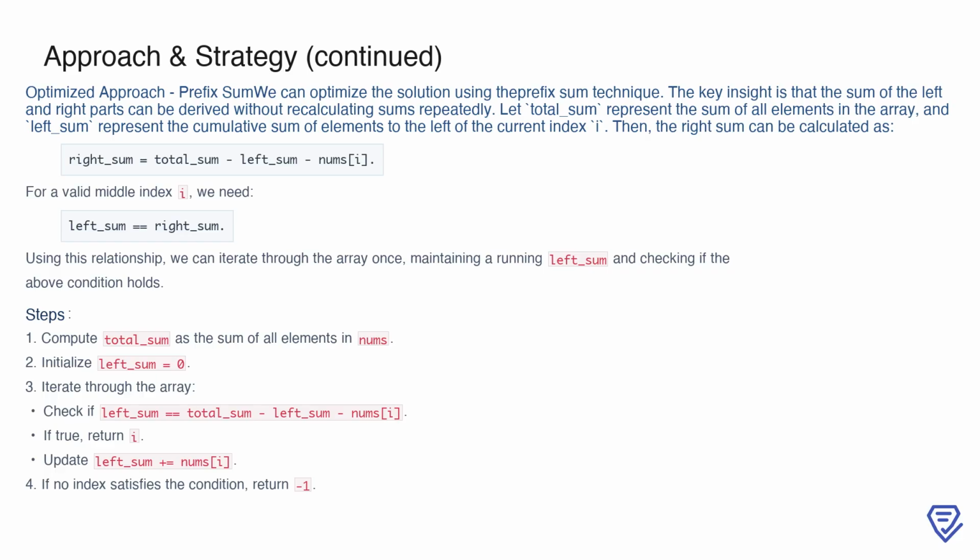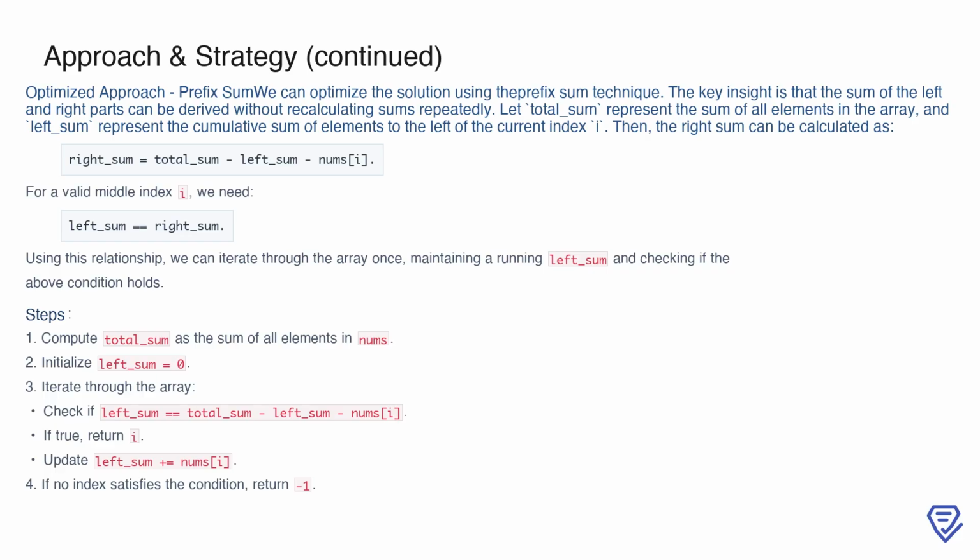Using this approach, we can solve the problem in a single pass through the array. The process involves first computing total_sum, initializing left_sum to 0, and then iterating through the array. At each step, we check the condition. If it is satisfied, we return the current index. Otherwise, we update left_sum by adding the current element. If no valid index is found by the end of the iteration, we return -1.